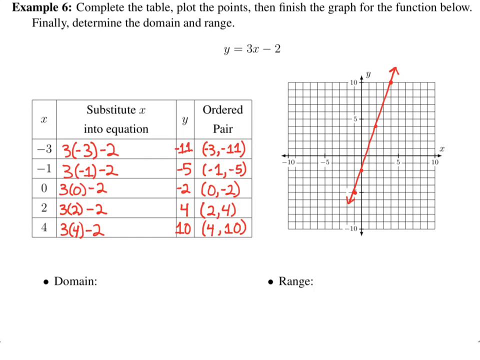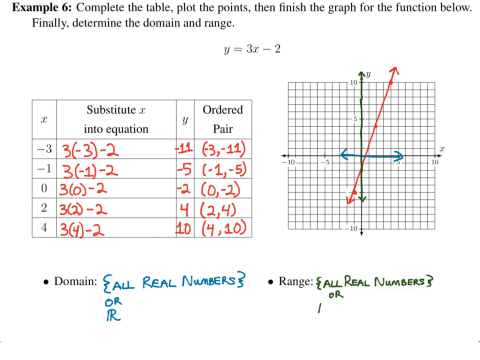That's your graph. Now domain, well, it goes forever on the x's, so it's all real numbers. Or, if you're feeling spunky, just the R. Okay, for the range, you can see it goes forever up and down on the y's. So the answer is all real numbers. Or, again, if you're feeling spunky, that R.